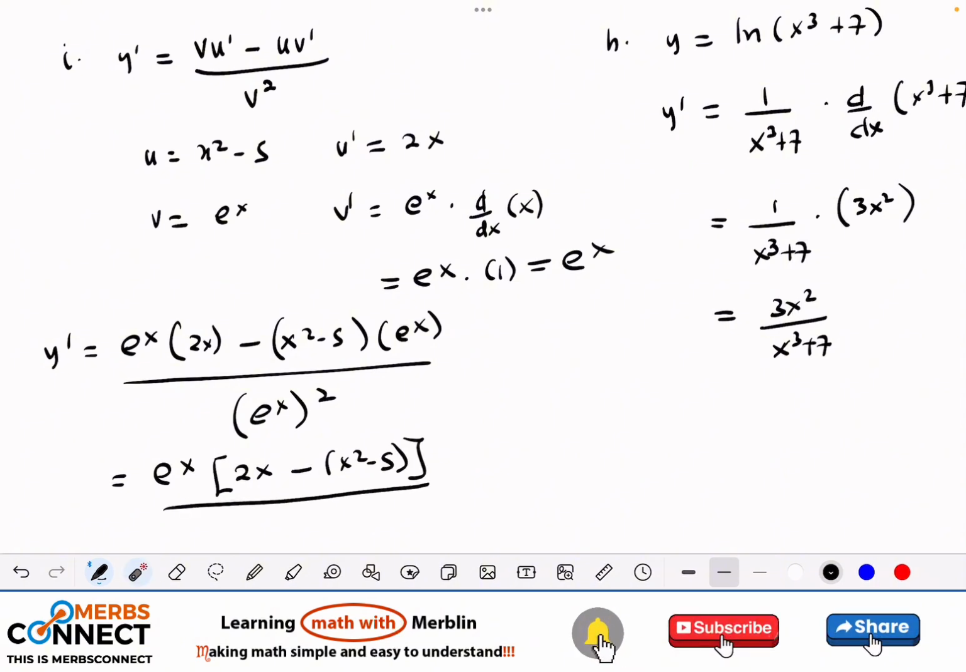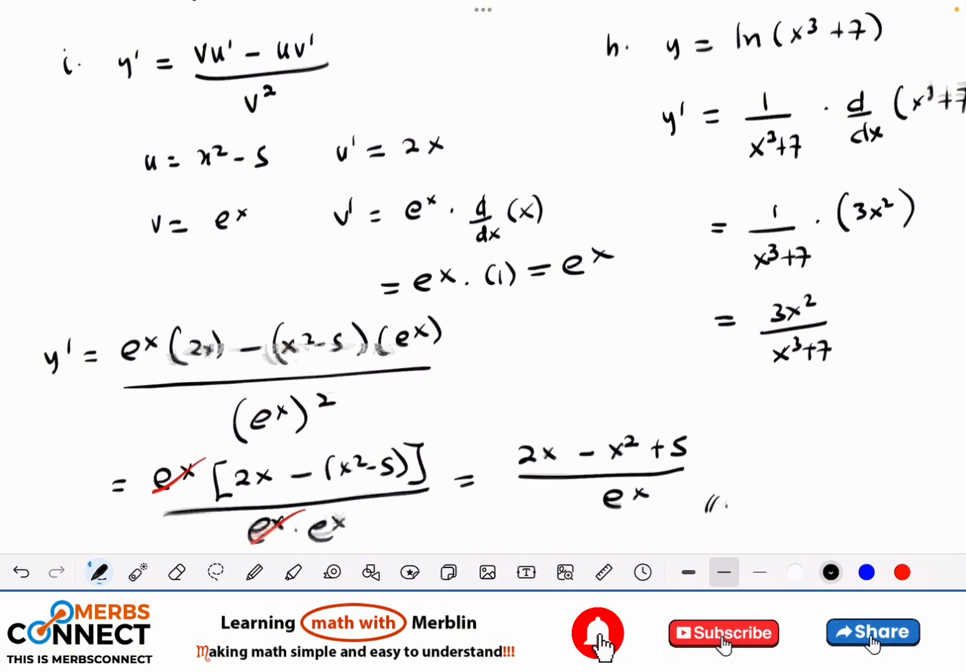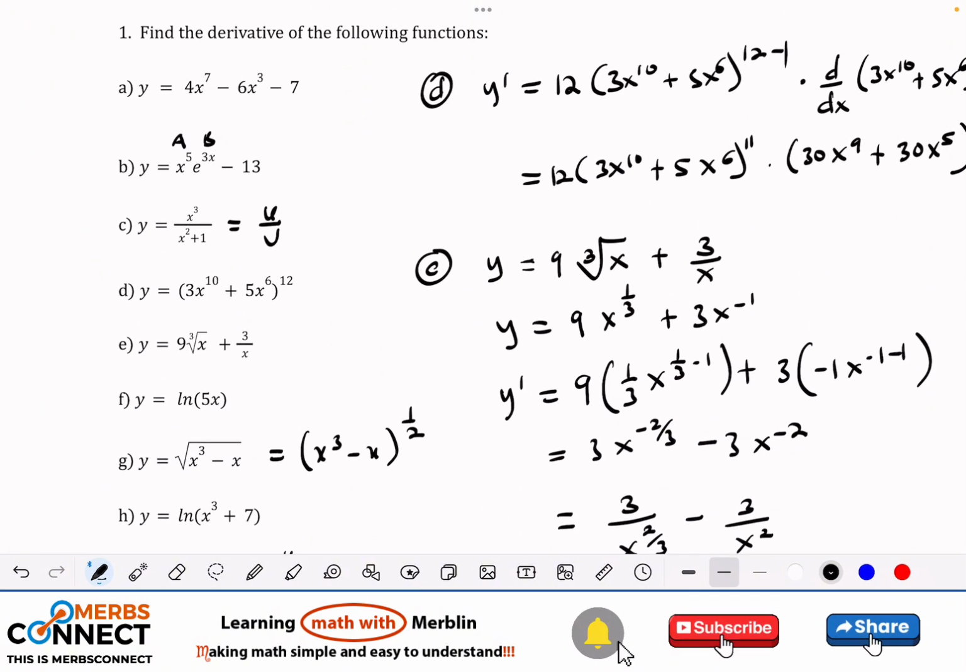divided by, this is the same as this one here. Because I want to do cancellation, I can write this one as e^x times e^x, so that one of the e^x will cancel one of the e^x, right? So this is going to give us (2x minus x squared plus 5) divided by e^x. So this will be the final result for differentiating this particular function. Right. So we are done with the first question.